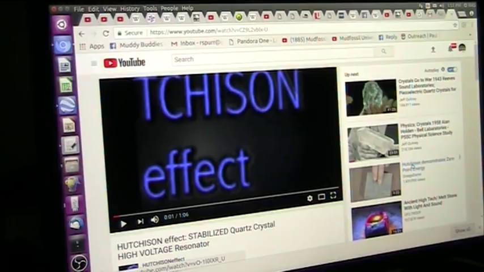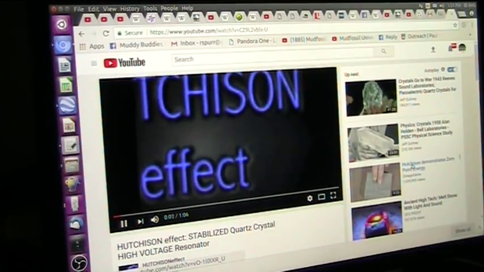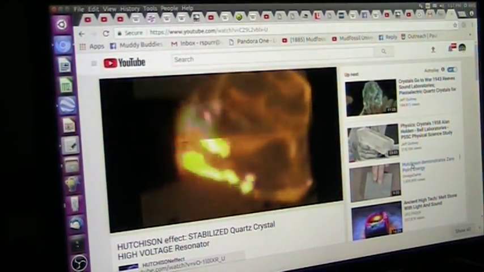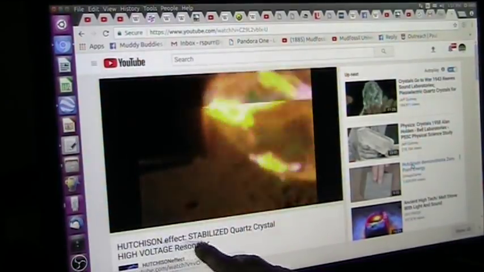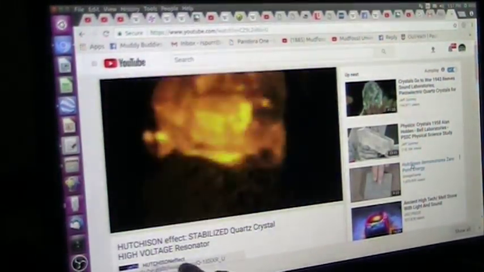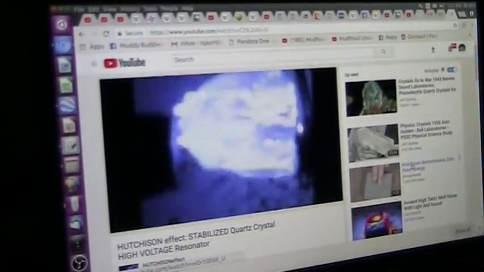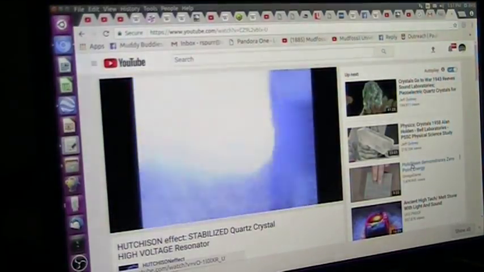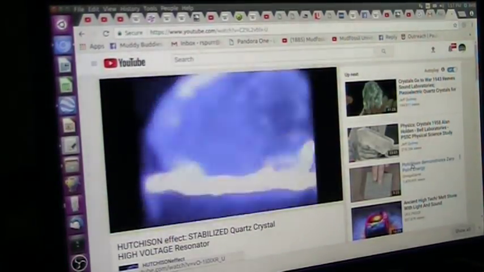But he started up this spaceship, and the glowing and crackling sound of the blue crystals signaled that he was ready to take off. Now listen to this and watch this. This blew my mind. This is Hutchison effect stabilized quartz crystal high voltage resonator, Hutchison effect. Now, you hear that and you see that blue crystal? You see that?